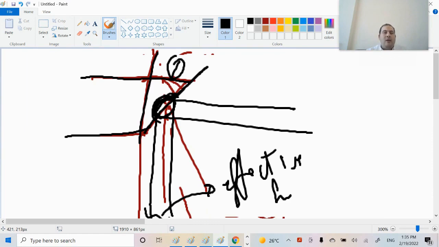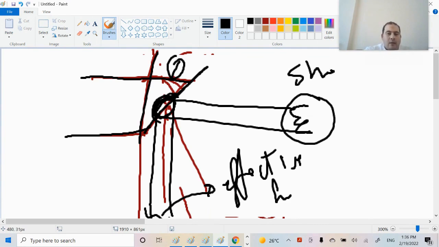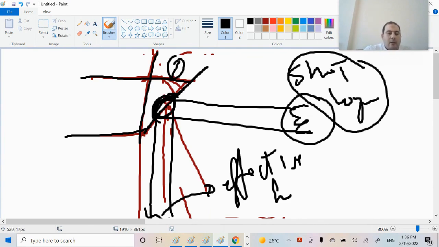The filament is short and the filament is long. We have effective focus on both sides when you use them.